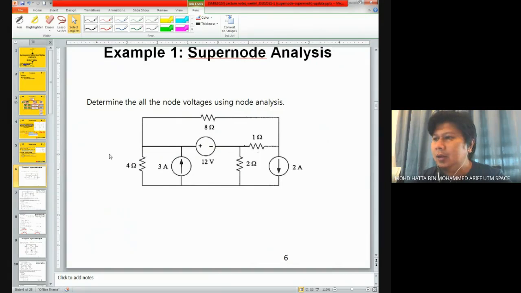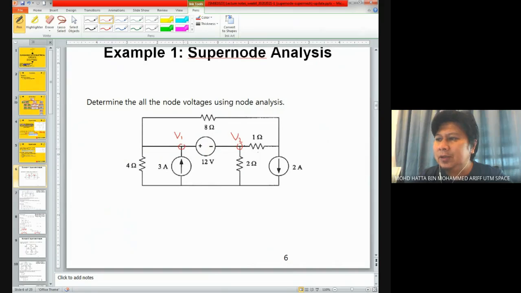Okay, we proceed with example number 1. If we consider this circuit, looking at the circuit itself, it clearly says that these two nodes are non-reference nodes. This means that we can assign these two nodes V1 and also V2.